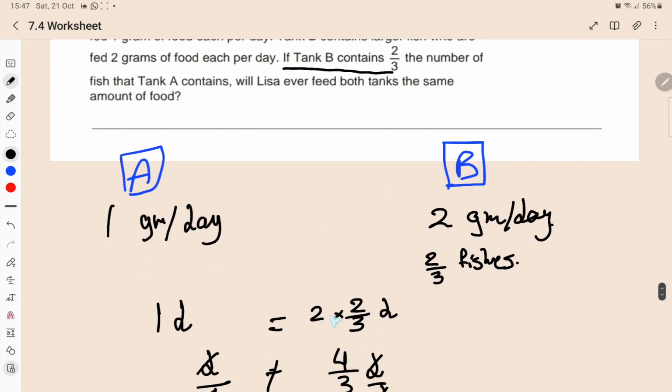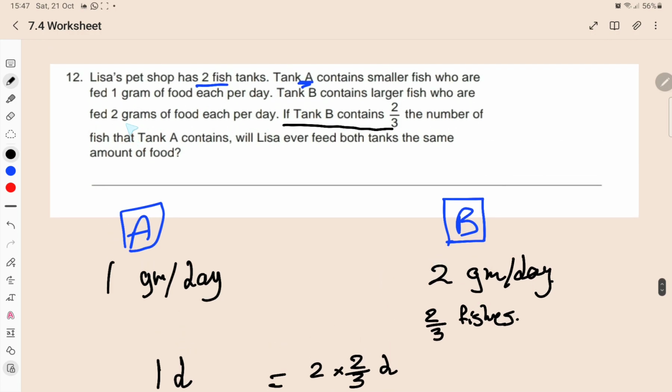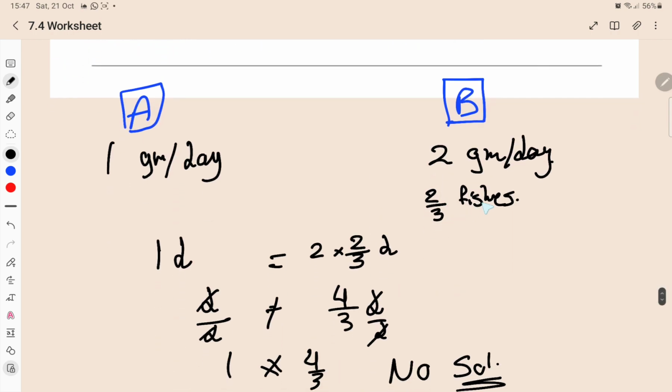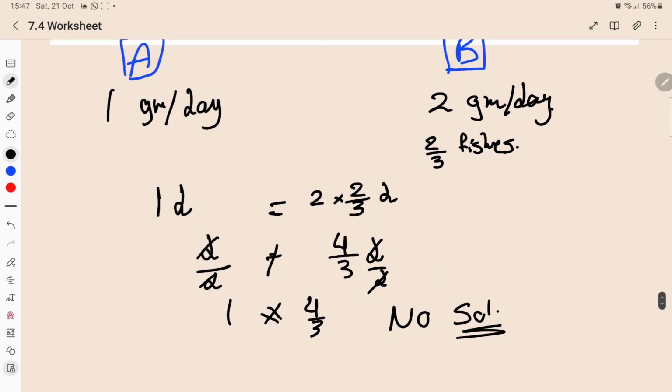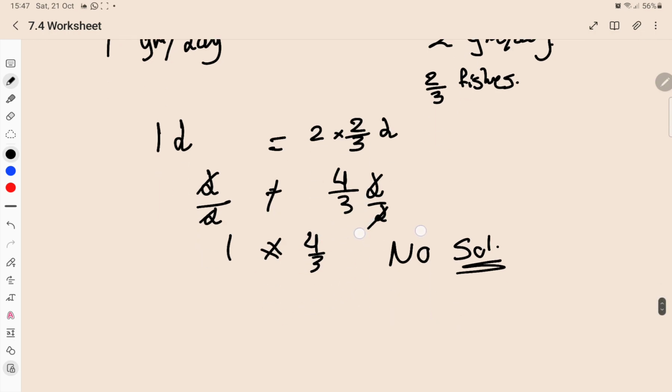So again, why did I multiply 2 times 2/3? Because he's saying 2 grams of food each per day, each fish. And he has 2/3 fish, so 2 times 2/3 D. 2 times 2/3 is 4/3. So what would happen now? They are not equal. 1 is not equal to 4/3, so this is no solution.